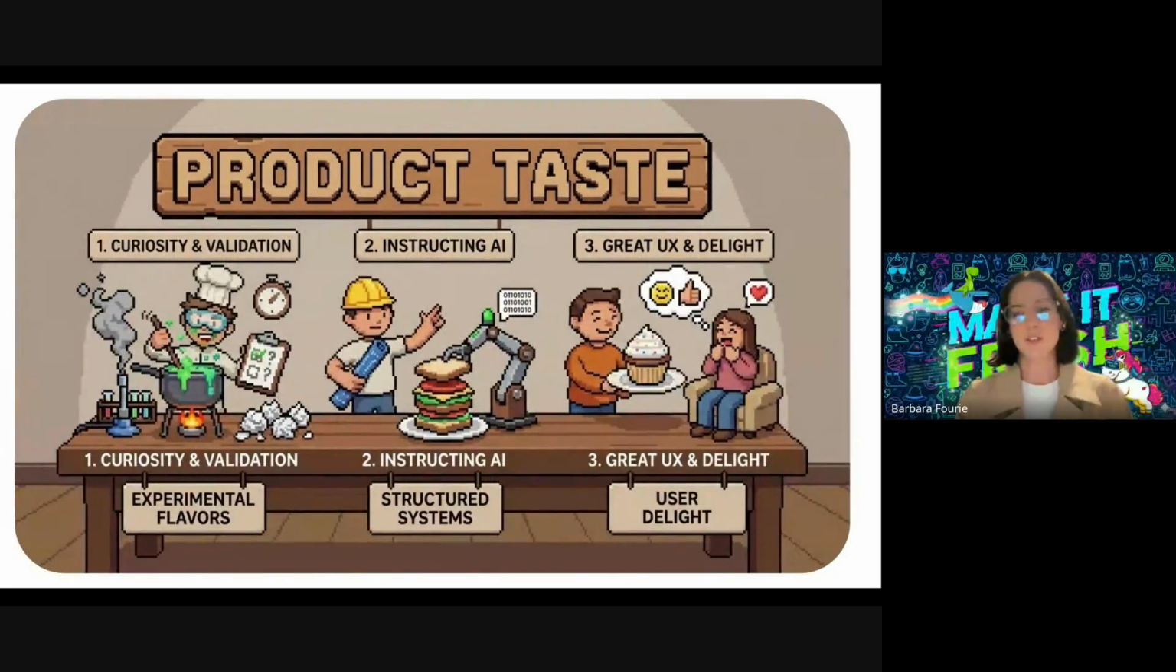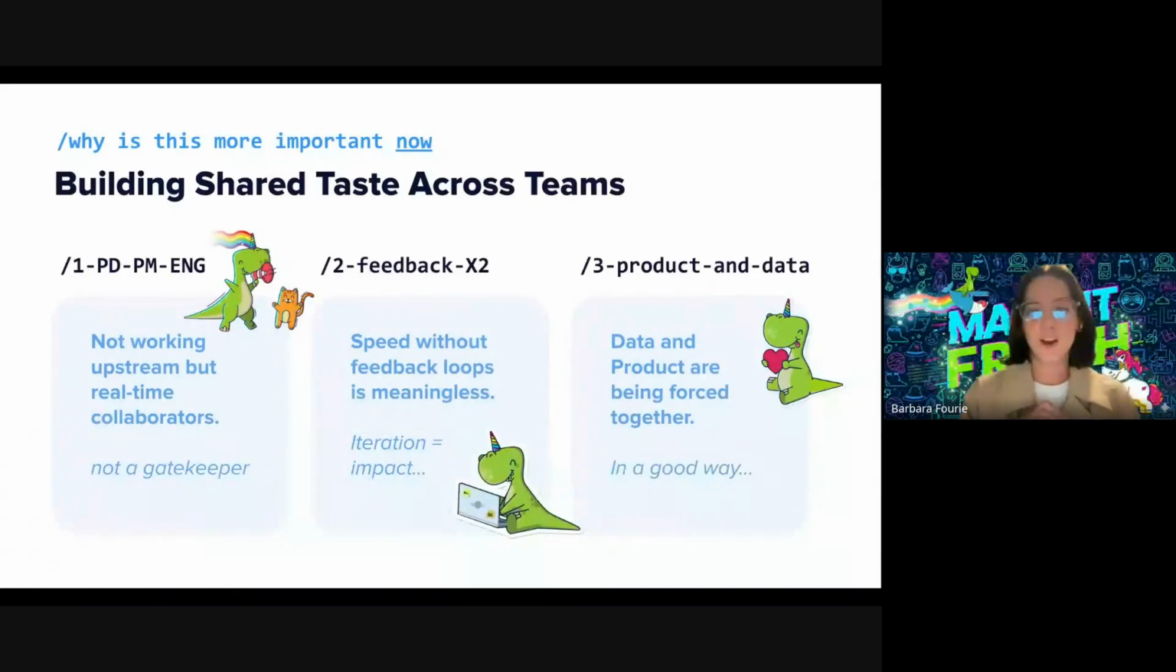So I gave this to Gemini Banana and said, what does shared taste look like in a team? I thought this was a really cool image of the things that really matter. Number one, being able to be curious about the technology, but also judge whether it's good. Being able to instruct it really well, and then also creating really great user experiences that are delightful and that solve your user problems. So yeah, hope you enjoyed that as much as I did.